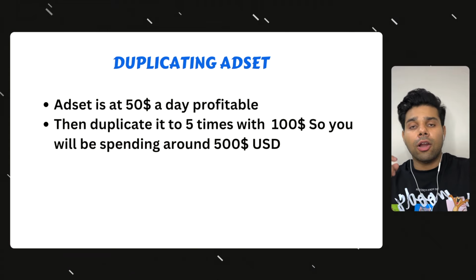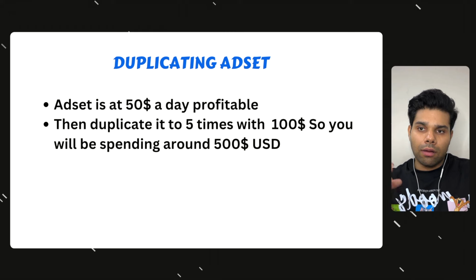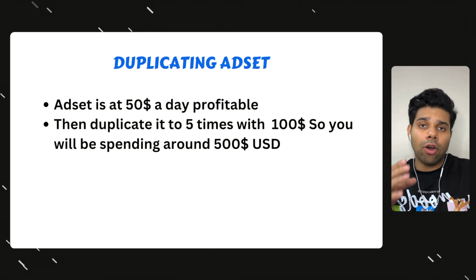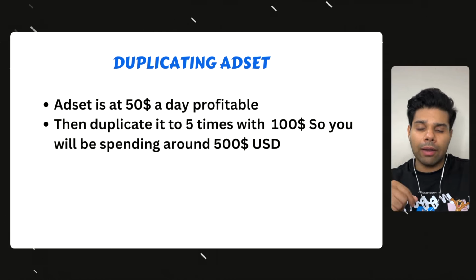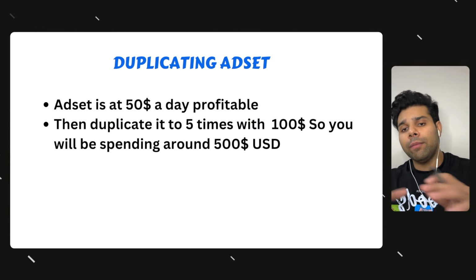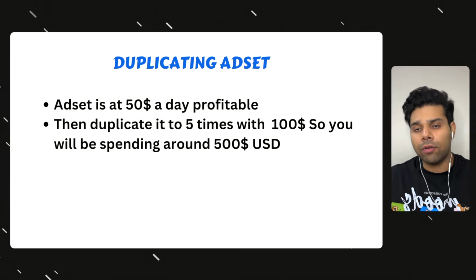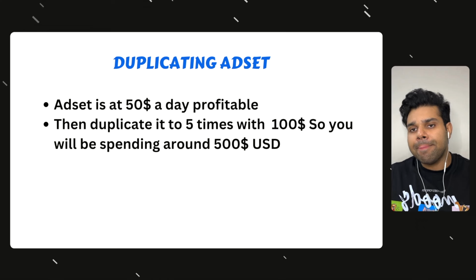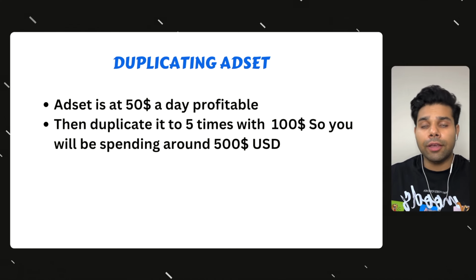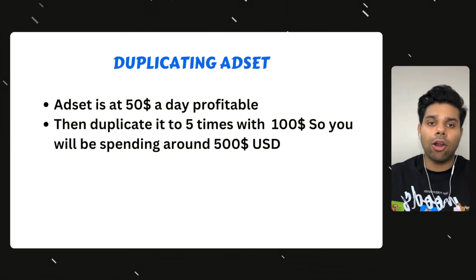Third scaling method, duplicating ad sets. I've seen people using this method till now. Say one of your ad sets is profitable at $50 a day. Then you duplicate it 5 times with $100 each, so you will be spending around $500. If you have one ad set that is performing well at $50 per day, you create 5 ad sets, duplicated with a $100 budget.